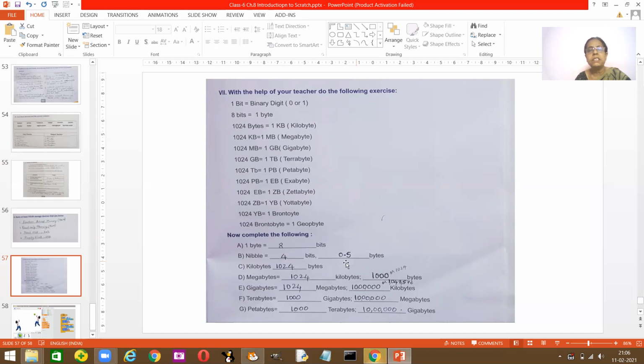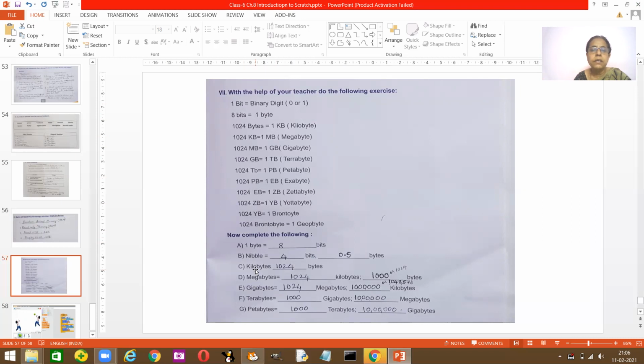And how many bytes? It's equivalent to 0.5 bytes, because it should become half of a byte. 8 bits is 1 byte. So if it becomes half, 4 bits will become a nibble. And a nibble would become half a byte, 0.5 bytes. Then kilobytes. 1 kilobyte is equivalent to how many bytes? 1 kilobyte is equivalent to 1024 bytes.